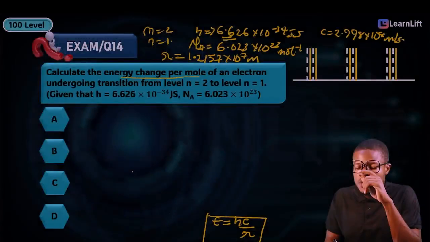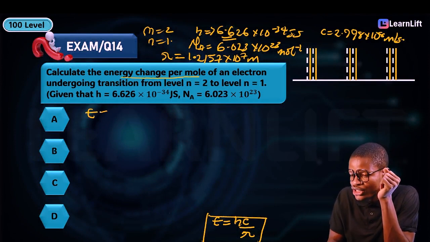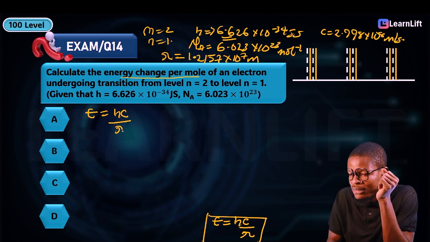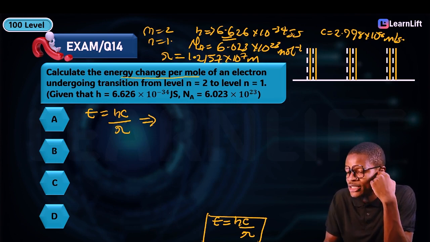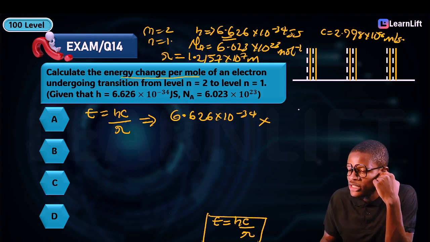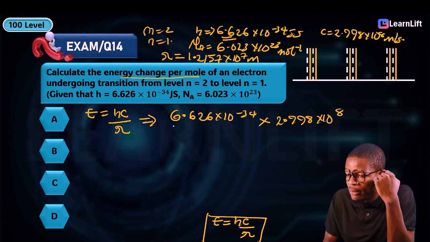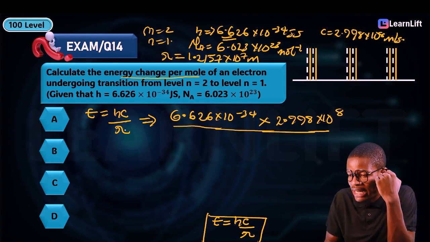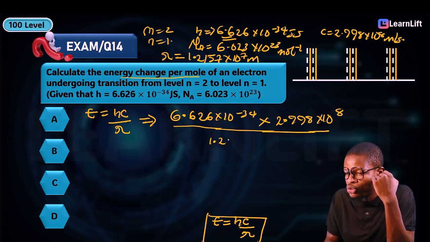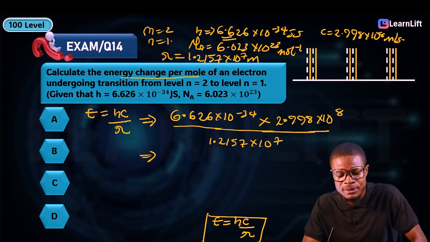So follow me along. Very quickly now, you are going to discover that our E, energy, is equal to hc all over lambda. What's h? Planck's constant, and that's 6.626 times 10 to the power of minus 34, multiplied by c. What's your c? Speed of light, 2.998 times 10 to the power of 8. I'm going to divide it by my wavelength, lambda. And what's lambda? 1.2157 times 10 to the power of 7. Are you seeing it now? So use your calculator and multiply all of this together and see what your energy becomes.